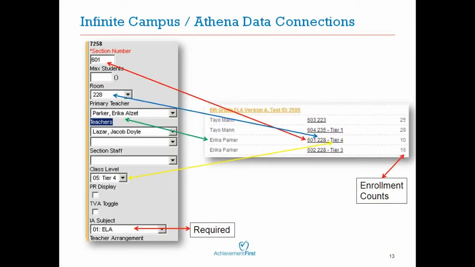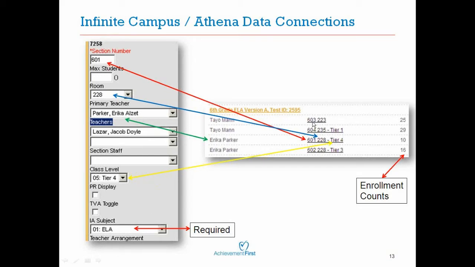So moving on to Infinite Campus and Athena data connections, there are several fields at the section level of Infinite Campus that pull into Athena. The first and most important is if there's no IA subject tag, then Athena won't be able to read it. So this has to be here. Otherwise, Athena just won't pull any data from that section.